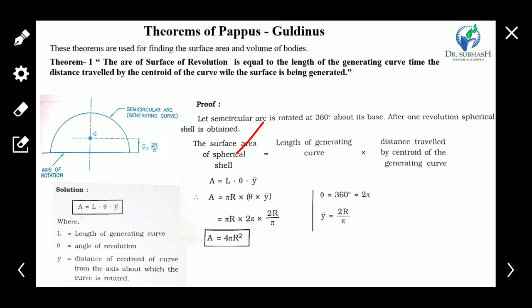What's the theorem? Theorem is said here is the arc and rotate its 360 degree about its base, બરાબર છે.